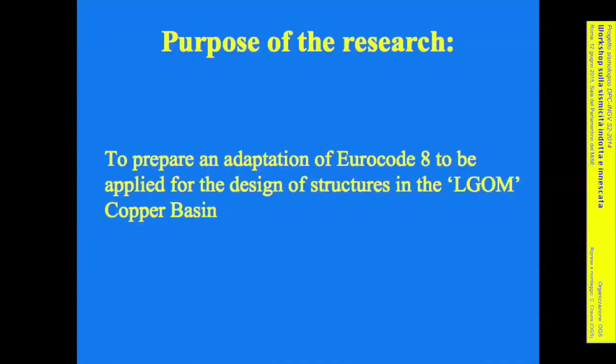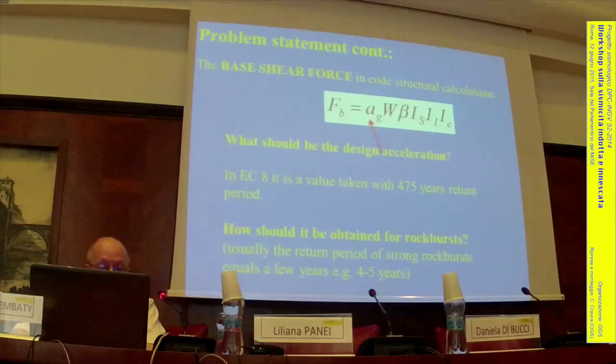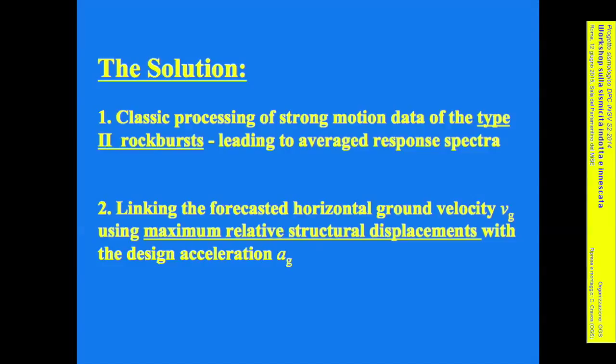So we adapted Eurocode 8. As you see, the famous base shear formula can be recalled here. The solution is classic processing of strong motion data of the type 2 rock bursts. We forget about type 1; type 1 are very low, not to be included in the design. And we have to link the forecasted horizontal ground velocity with maximum relative structural displacements, so interstory drift rules and velocity. The most important factor is to organize the velocity zones. Velocity is sometimes featured in the seismic code, but not very often, because engineers prefer acceleration. But acceleration is totally misleading in this induced seismicity case.